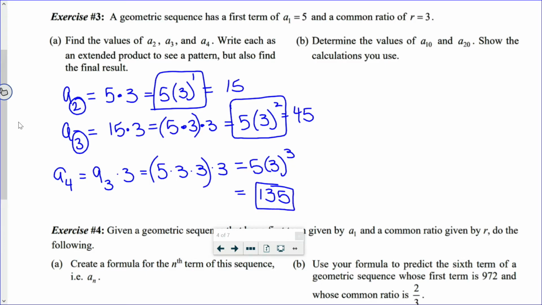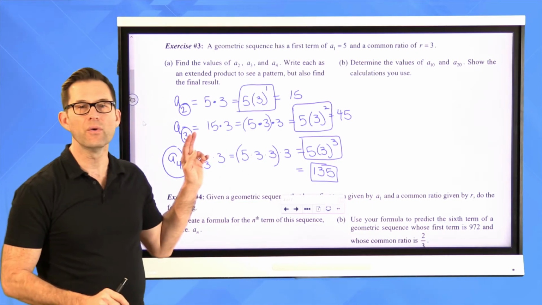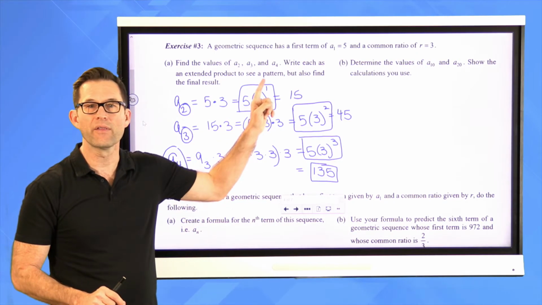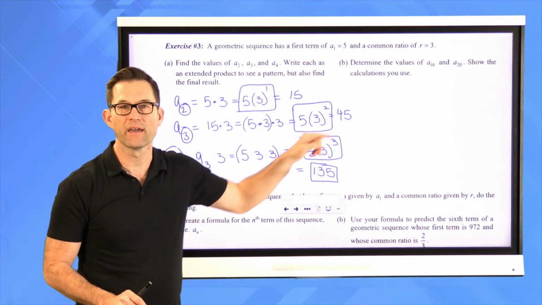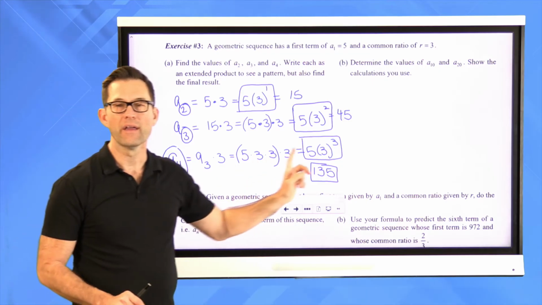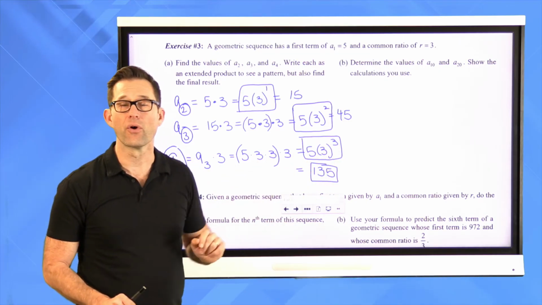The ultimate answer here I'm not too concerned with. I'm looking for a pattern. So take a look at that, right? A2 is A1 times 3 to the first. A3 is A1 times 3 to the second. A4 is A1 times 3 to the third.